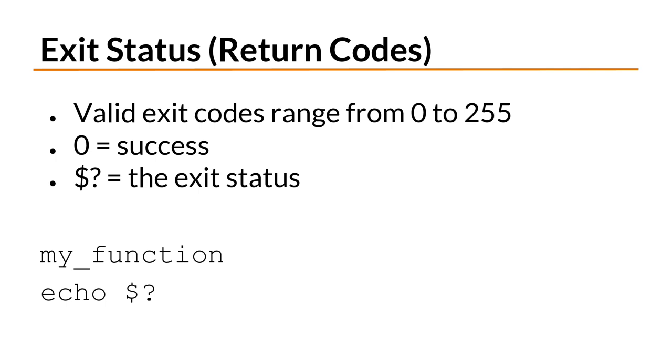You can use the exit status of a function to make a decision. For example, you could check to see if the exit status is 0. And if it is not, then you know some sort of error occurred. At that point, you could do some sort of error handling, for example.